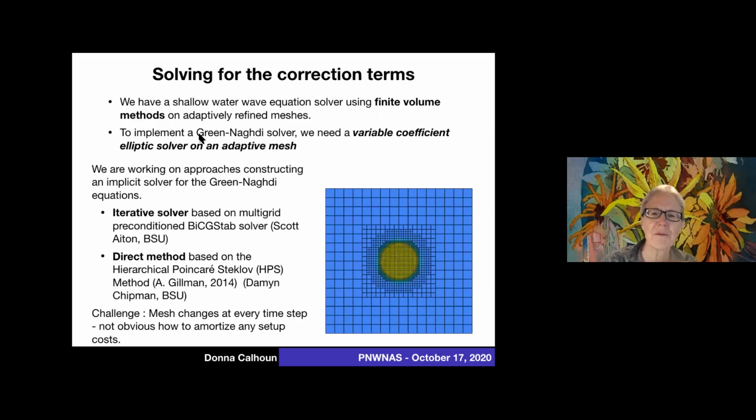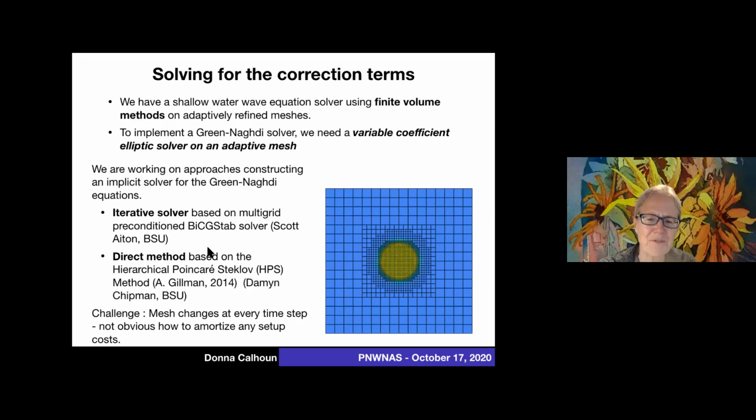What we want to do is implement this Serre-Green-Naghdi solver. But what we need is some kind of variable coefficient elliptic solver on an adaptive mesh. So we're working on two approaches to constructing this implicit solver. What I'll talk about today is this iterative solver based on a multigrid preconditioned BiCGStab solver, developed by Scott Aiton at BSU. And I have another student working on a direct method based on a hierarchical Poincaré-Steklov method developed by Adrianna Gillman and Martinsson back in 2014. And Damon Chipman at BSU is a PhD student of mine working on that project.